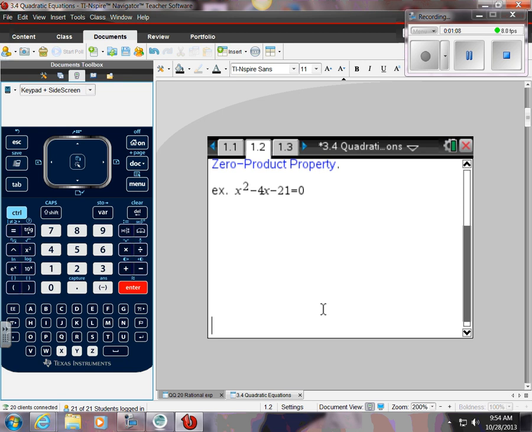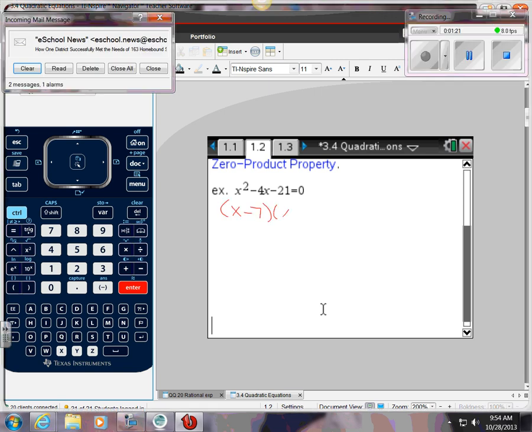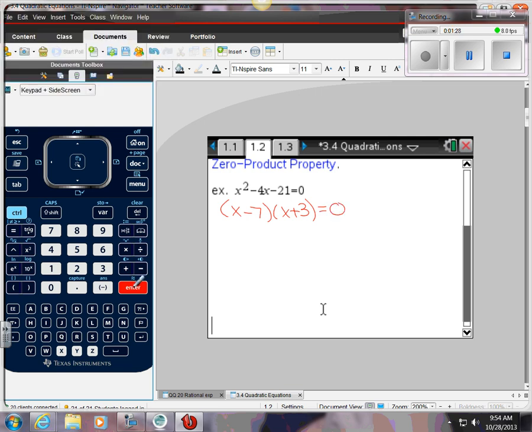Okay, so how do you think I'm going to start this one, guys? Yeah, let's factor it. Okay, how does this factor? Good. X minus 7, x plus 3, and what do I need? Equal 0. If you don't have equal 0, is it wrong? Yeah, okay. Right, when we started it, it was an equation. If you lose that equals 0, you're turning it into an expression. You can't solve an expression. You can only solve an equation, okay? So you have to make sure you have that equals 0 every time.